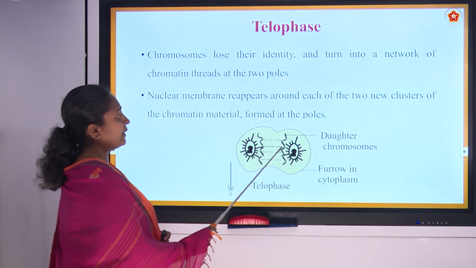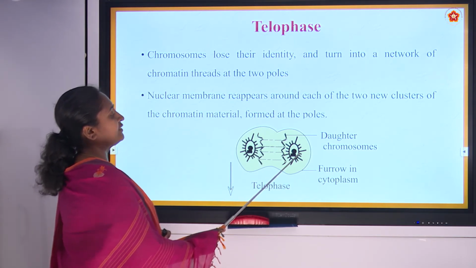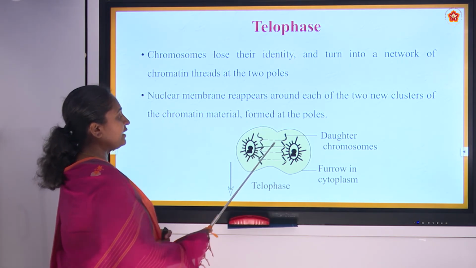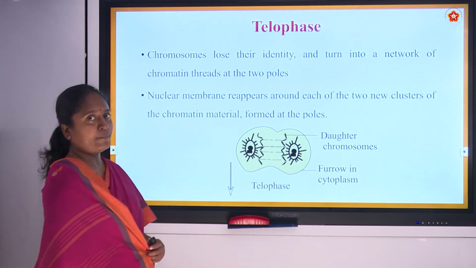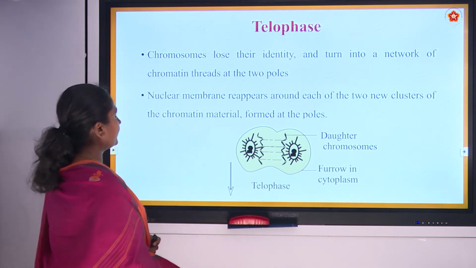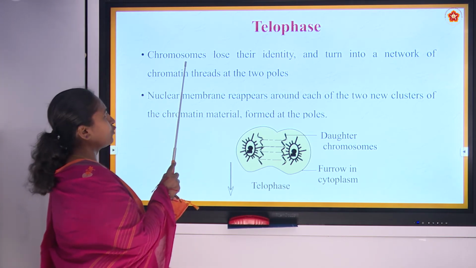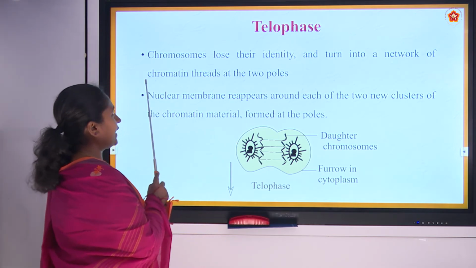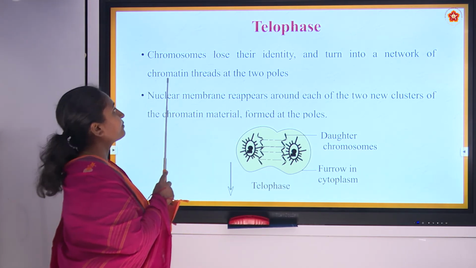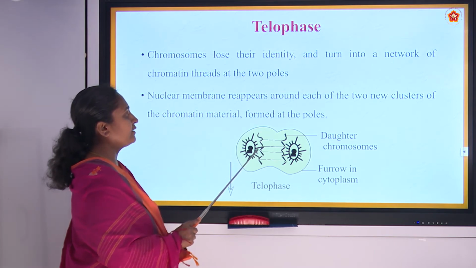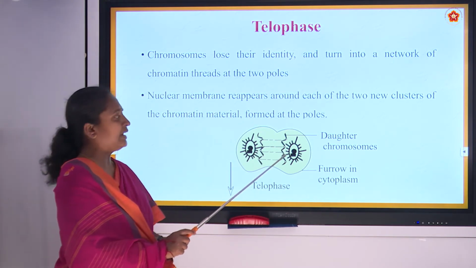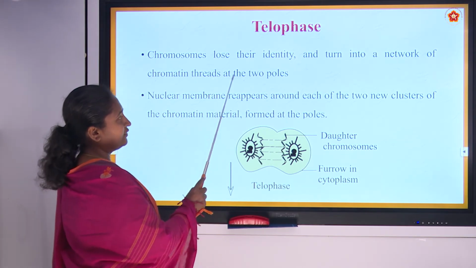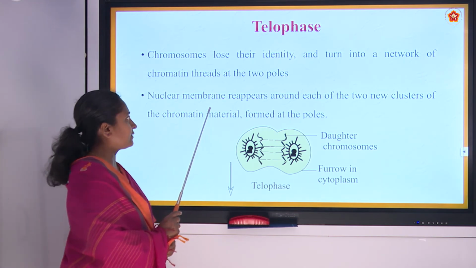Now, in telophase, you can see the chromosomes have almost reached the poles, right. Since it is an animal cell, we can see a separation starting to form at the end of telophase for the cytoplasm. In telophase, the chromosomes lose their identity again, and what do they become? They become chromatin. These are now grouped at the opposite poles. They are not in the middle anywhere. Now they are forming near the centriole region, towards the poles of the cell.